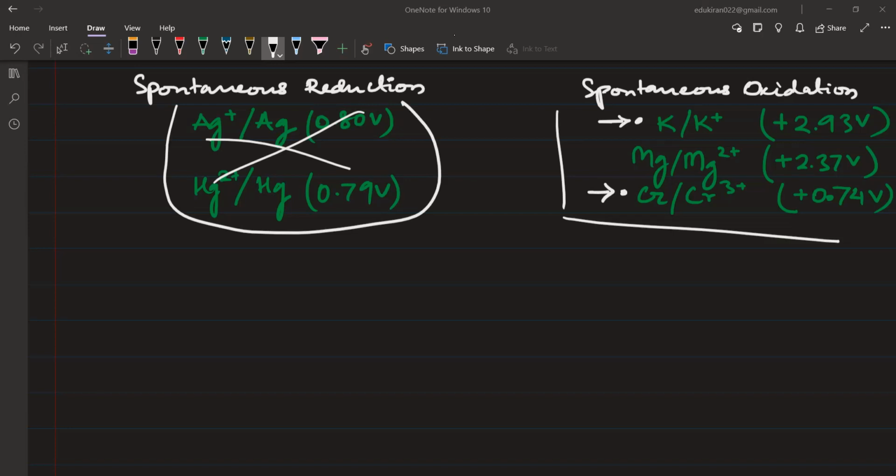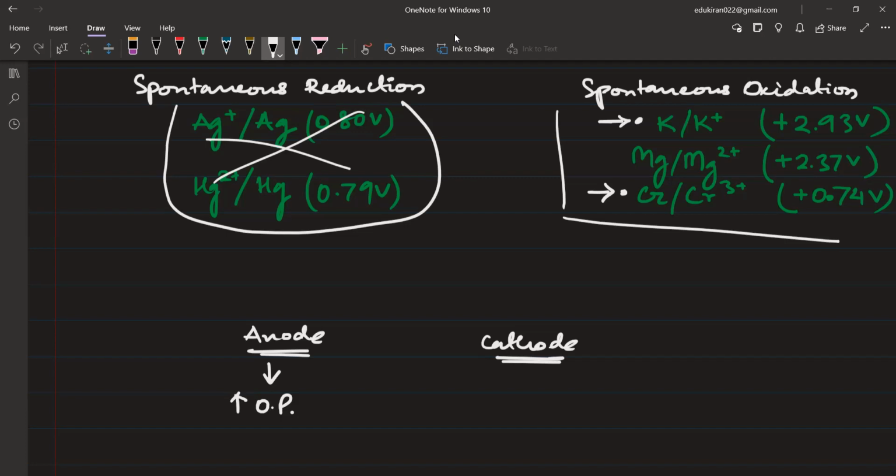Now, whenever I have to make a cell, I have to choose two things. I have to choose an anode and I have to choose a cathode. You're with me, guys? Please tell me, Nawal and Rifat. Yes? Okay, fine. Now, what will be the anode? Anode will be anything that is having higher oxidation potential. Yes or no? I have to compare all this, right?